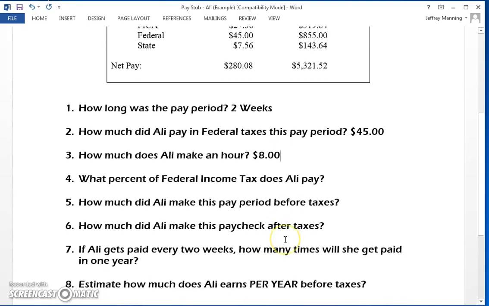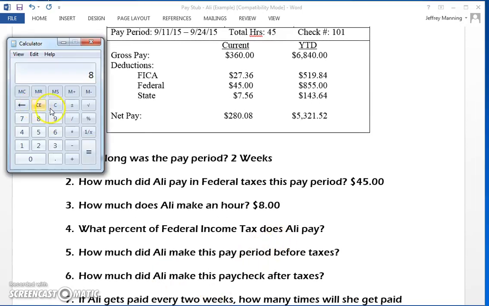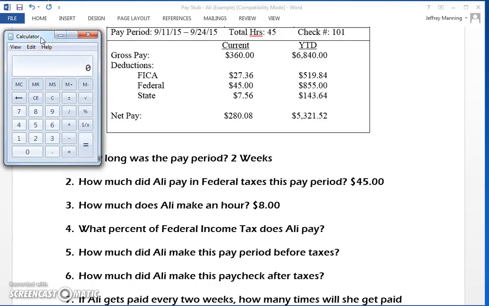All right. What percent of federal income tax does Allie pay? This is also a little tricky, especially if you get confused with percents. To find a percentage, you take the amount that she paid in federal income tax, which once again is $45, and you divide it by the total amount that she earned, which was her gross pay, $360. So on my calculator, I'm going to take 45 and divide it by 360.